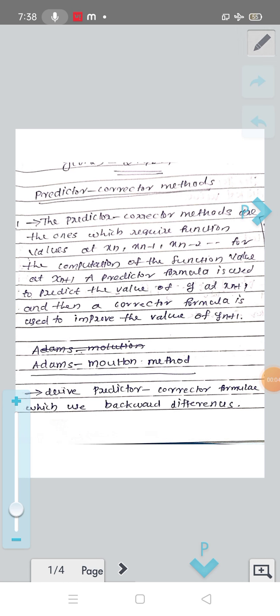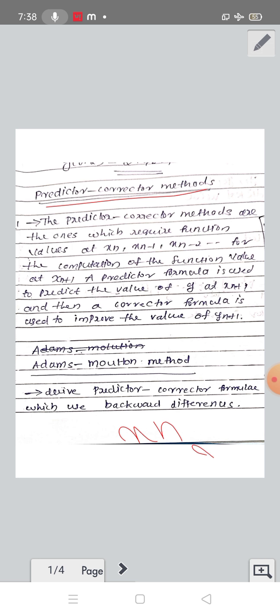Predictor corrector methods. In the previous methods we have described, to solve a differential equation over a single interval, say from x equal to xn to x equal to xn plus 1, we required information only at the beginning of the interval, that is at x equal to xn.